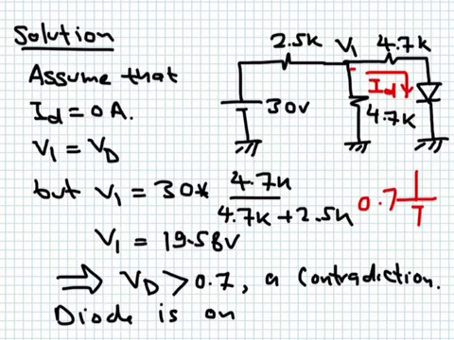So now we reach a contradiction. Why? Because I assumed that the diode voltage is less than 0.7. But through my solution, I found that the diode voltage is equal to V1, which is almost 20 volts. So the diode has to be on. The diode is not off.